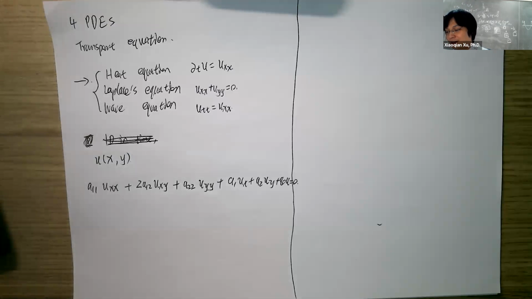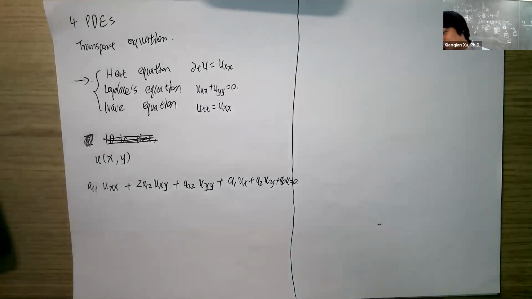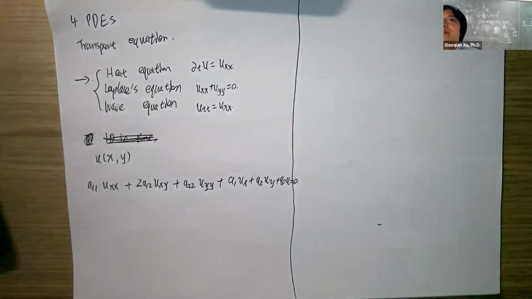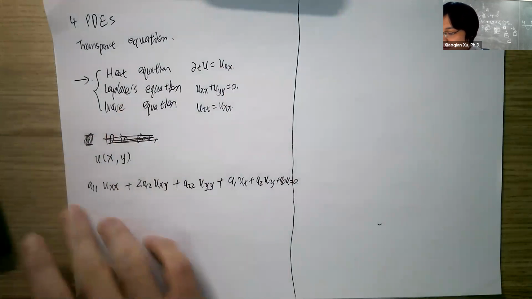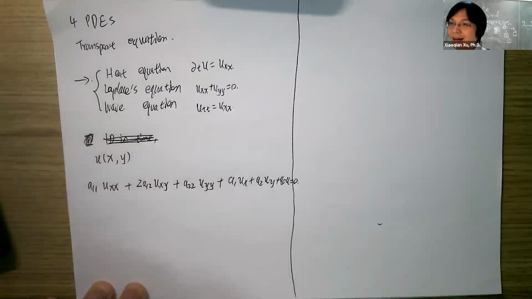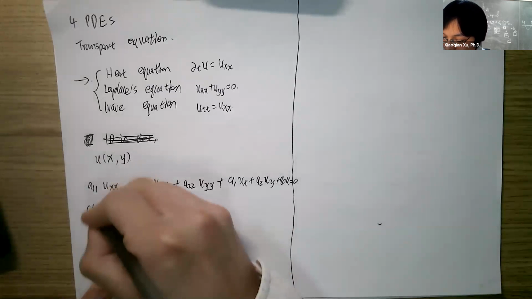Right? And okay, so let's assume you are able to solve this kind of differential equations like the heat equation, Laplace equation, and wave equation. Then the question is, can you generalize your results to this general type of second order linear differential equation? The answer is yes. And this is the so-called classification of second order linear differential equations.